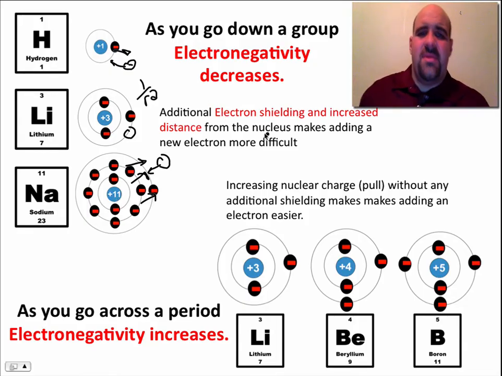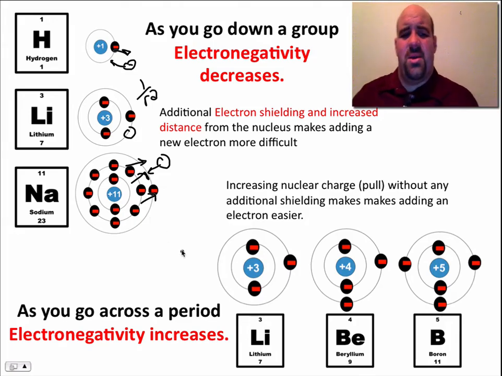As you go down, there's additional electron shielding and obviously increasing distance from the nucleus. Coulomb's law: electrostatic force is proportional to 1 over r squared. So it's really hard to add an electron as you go down the periodic table. It becomes increasingly difficult to add an electron.